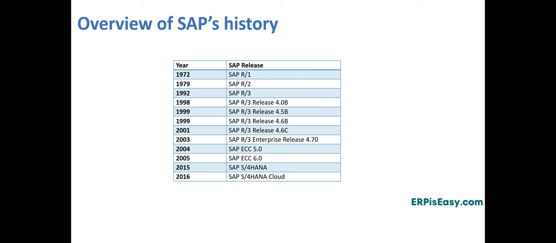This table shows the timelines of the evolution of SAP's ERP software application. R1, R2, and R3 were a massive success, and then during the 1990s, SAP released different versions of the R3, enhancing its business processes. Then SAP ECC was introduced in 2005, and the latest generation ERP software application that can run on an in-memory database, called SAP S/4HANA, was introduced in 2015. Then the software as a service version of S/4HANA was released in 2016. Since then, SAP has released many updates for both the on-premise and cloud versions of S/4HANA.